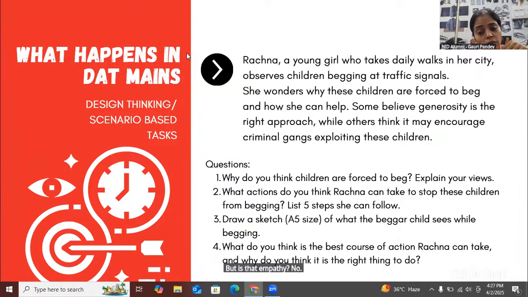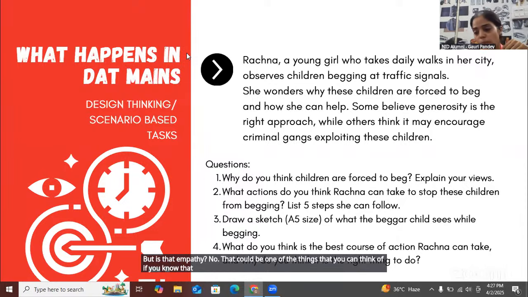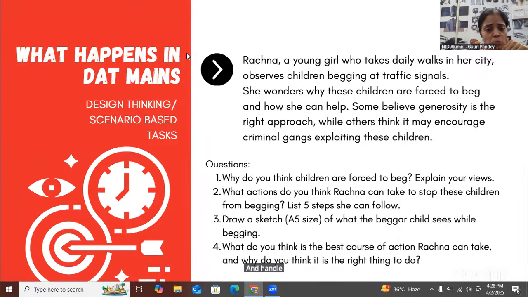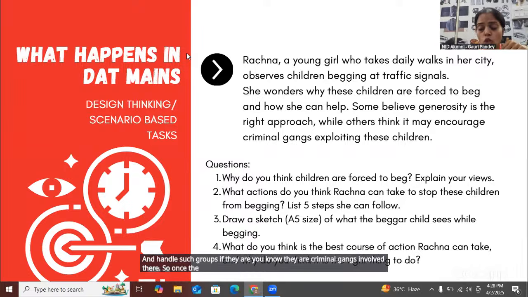That could be one of the things that you can think of if you suspect some things other than this normal begging. There are other underlying problems that you can sense. And then one of the inputs in that case definitely can be that you can connect with local authorities to inspect the area, to spot and handle such groups if there are criminal gangs involved there. So once the police and local authorities get engaged, that can be taken care of. But other ways, what are the other things?